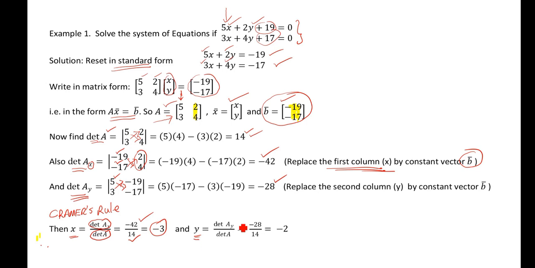If we want to find y, it's determinant ay. Notice the denominator is the same, the determinant of the original matrix without replacing anything. Substituting determinant ay, minus 28 over 14, I get y is equal to minus 2. So in essence, Cramer's rule is simply working with determinants.